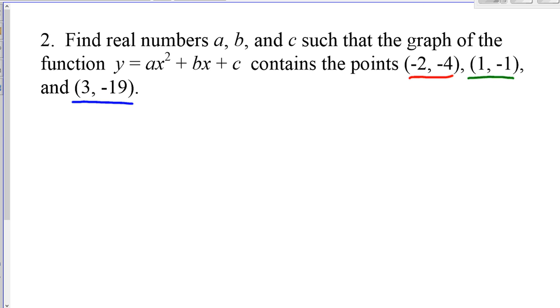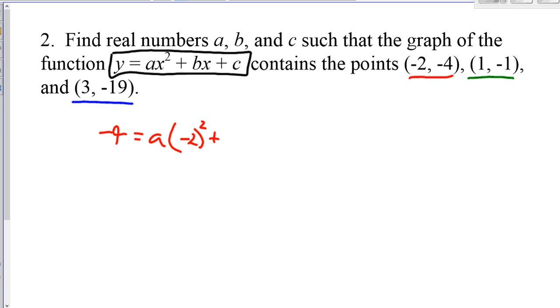To do so, again, we need to get 3 equations. The nice thing is we can use each point in its own equation because we have y's and x's, and we'll be left with a, b, and c. So I plug in -2, and I know I'm going to get a y of -4. So I'm going to do a, my x had to be -2 squared, plus b, my x was -2, plus c. So I just plugged in my x's and y's into this equation for the first point.